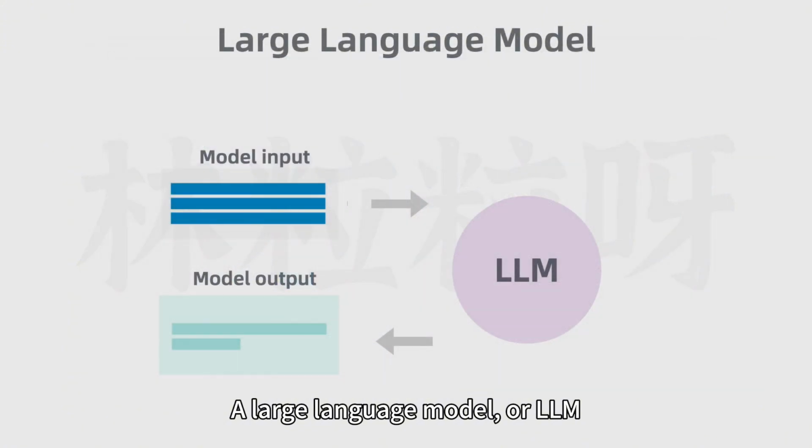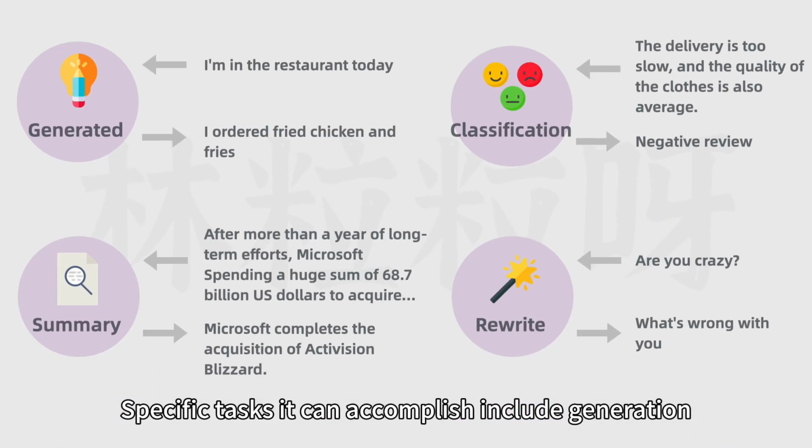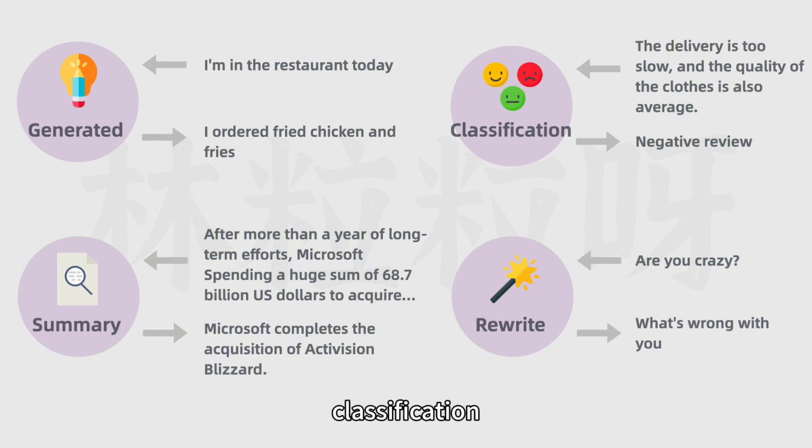A large language model, or LLM, is a deep learning model designed for natural language-related tasks. Given some textual input, it can return corresponding output. Specific tasks it can accomplish include generation, classification, summarization, rewriting, and more.